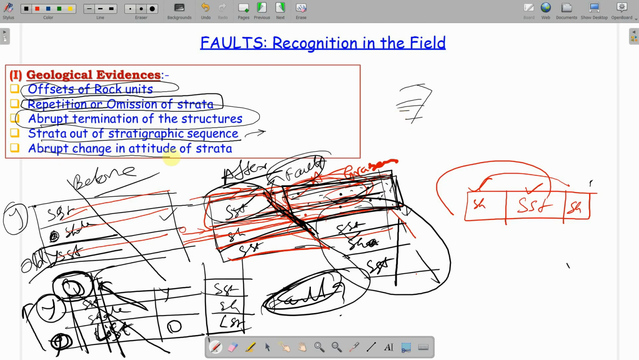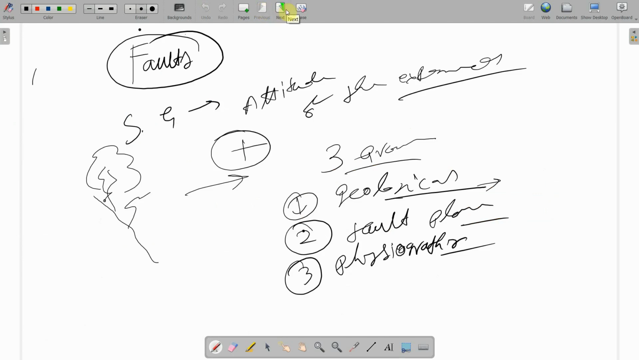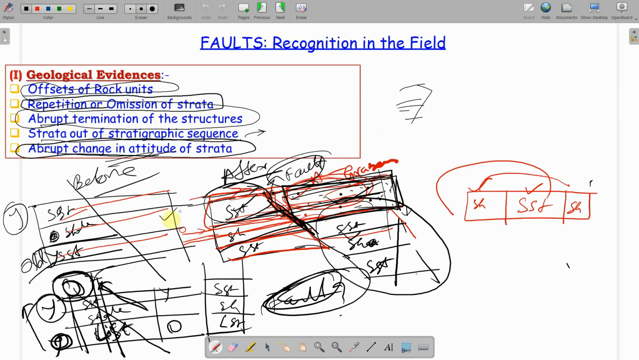Now, abrupt change in the attitude of the strata. So what do you mean by attitude of the strata? Attitude means dip and strike. That's the common way to identify the fault zone. When the strike and dip of the strata suddenly change, faulting is indicated. That's the common concept, the old concept you can consider.